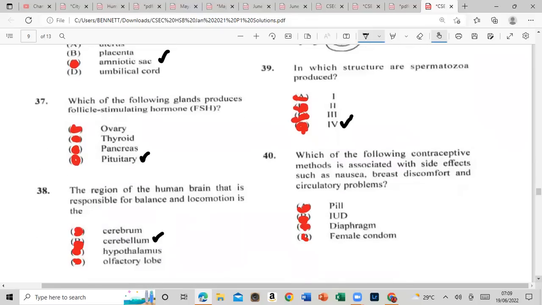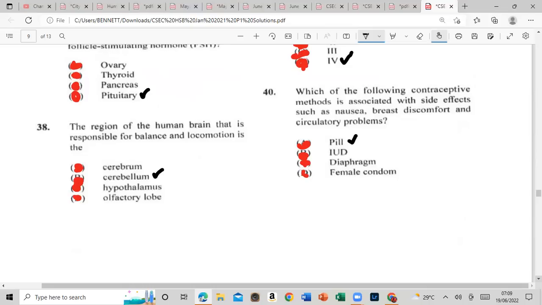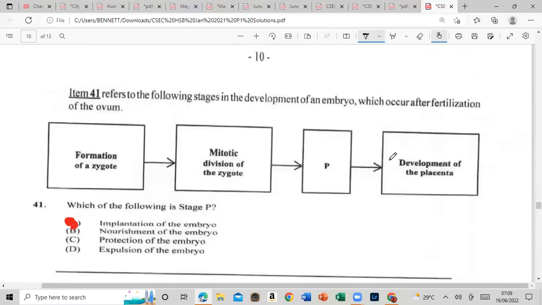Which of the following contraceptive methods is associated with side effects such as nausea, breast discomfort, and circulatory problems? And that is the pill. Ladies, be careful, all right? So you have to depend on something there. So let me show you one.